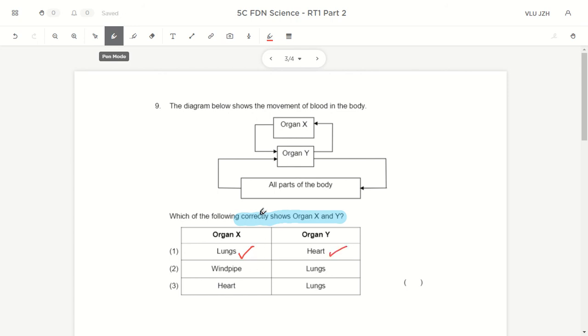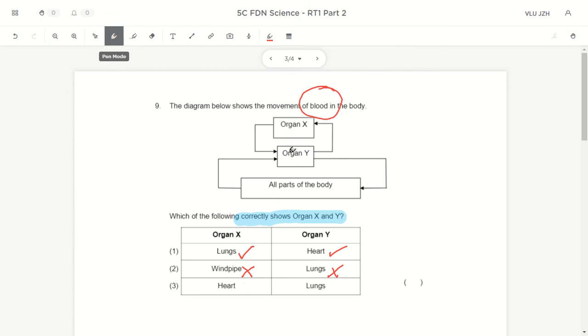Windpipe. Okay, so if X is windpipe and Y is lungs. Windpipe, the air, correct. But does blood from the windpipe go to the lungs? No. If it's talking about air, yes. But now it's talking about the movement of blood. So the blood from the windpipe won't go to the lungs. So it's wrong. So now let's look at 3.